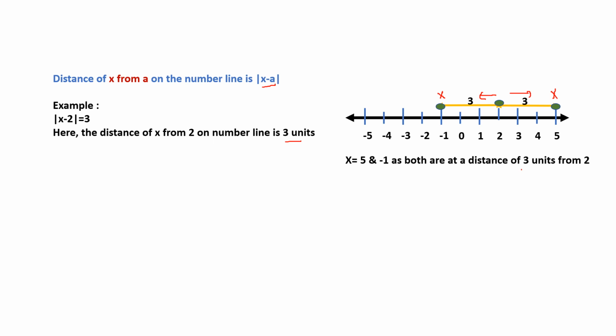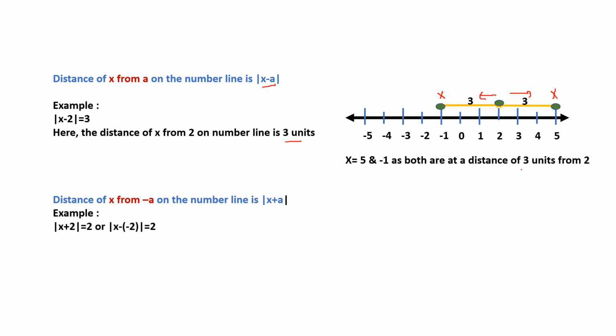Now let's figure out how to represent the distance of x, this time from the number minus a on the number line. So distance of x from minus a on the number line is given by absolute value of x plus a. Let's take an example here. Absolute value of x plus 2 is equal to 2, or we can also write it in the standard form here: absolute value of x minus of minus 2 is equal to 2.